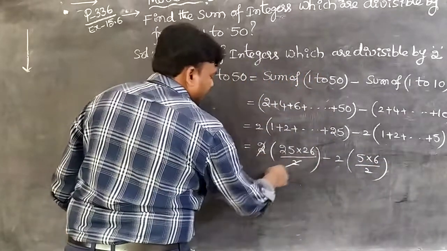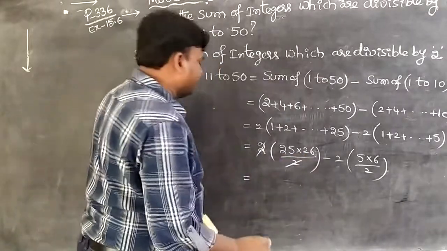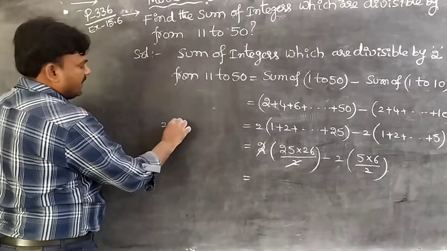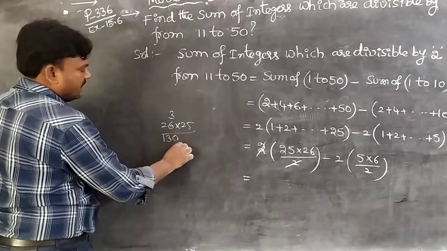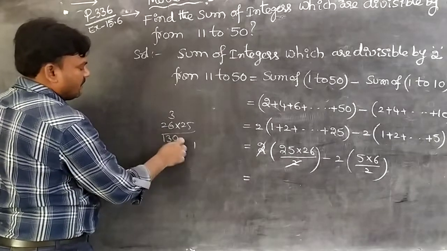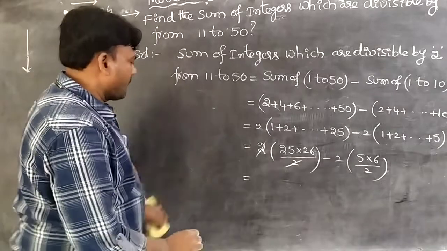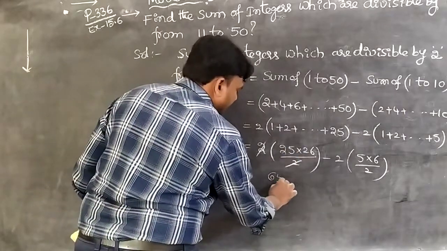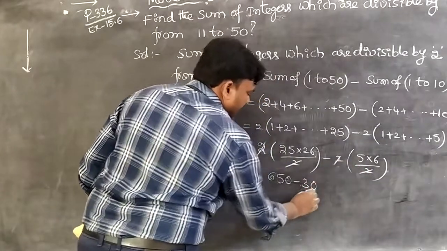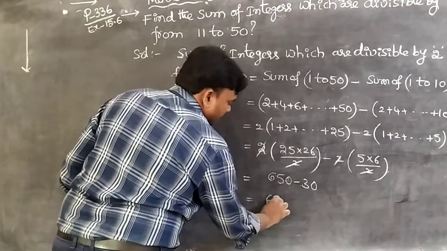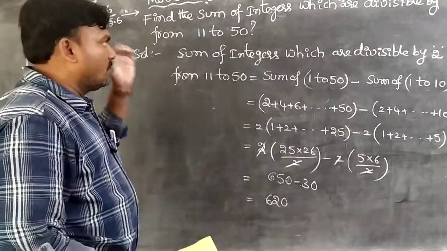Here the 2 gets cancelled. 25 into 26. Do rough work aside. So 25 into 26: 5 6s are 30; 5 2s are 10 plus 3, 13, so 130. Next, 2 6s are 12; 2 2s are 4 plus 1, 5, so 650. So this value 650 minus 5 6s are 30, here also the 2 gets cancelled. So it becomes finally 620 is the solution. 620 is the solution.